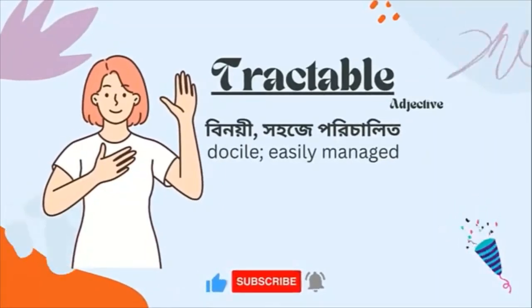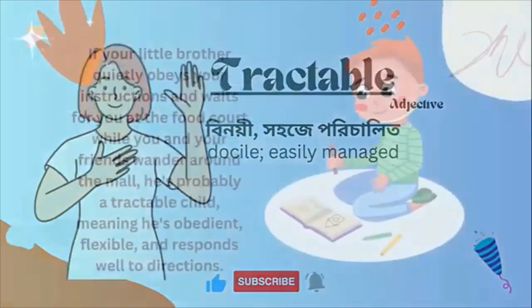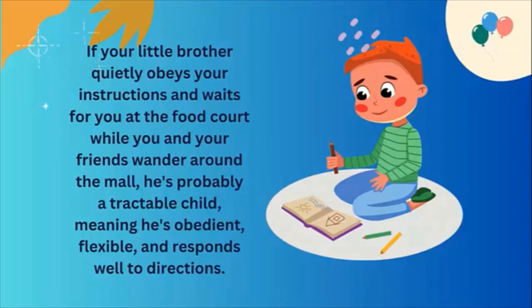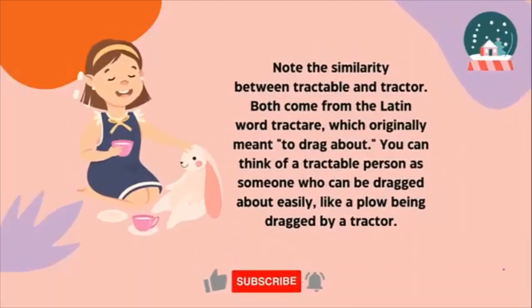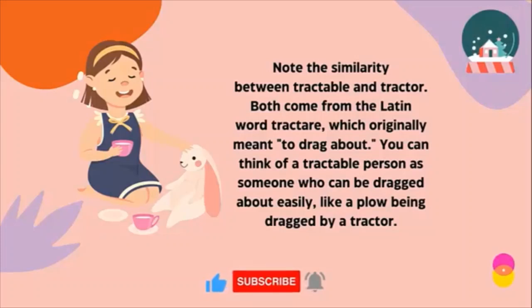Tractable, বিনয়ী, সহজে পরিচালিত. Docile, easily managed. If your little brother quietly obeys your instructions and waits for you at the food court while you and your friends wander around the mall, he's probably a tractable child, meaning he's obedient, flexible, and responds well to directions. Note the similarity between tractable and tractor. Both come from the Latin word tractare, which originally meant to drag about. You can think of a tractable person as someone who can be dragged about easily, like a plow being dragged by a tractor.